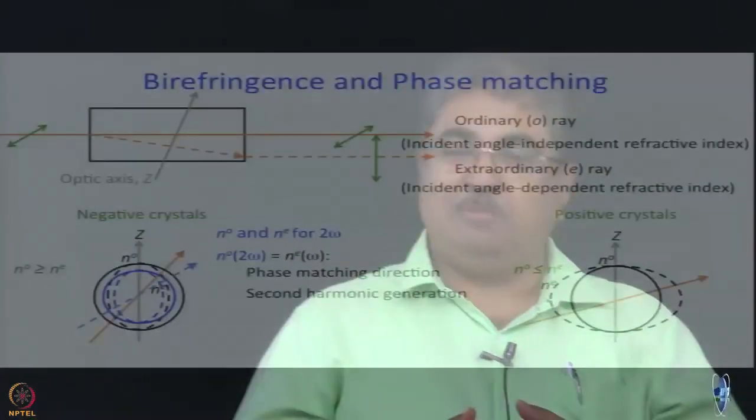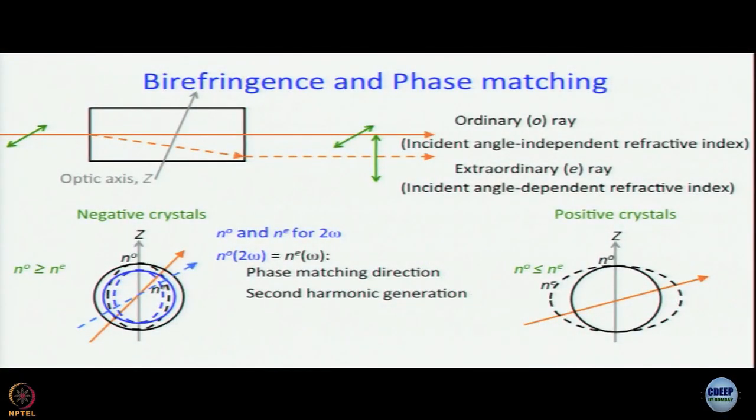So, because you have 2 shapes, you have some points of overlap, 4 points of overlap to be more precise. 4 values of theta at which the refractive index for the ordinary ray with frequency 2 omega has the same value as the extraordinary ray for light with frequency omega. So, the phase matching condition is achieved.